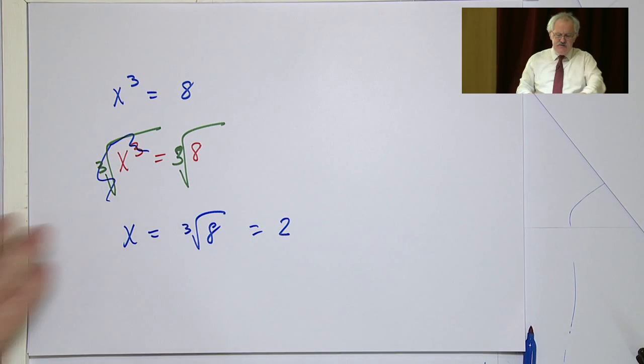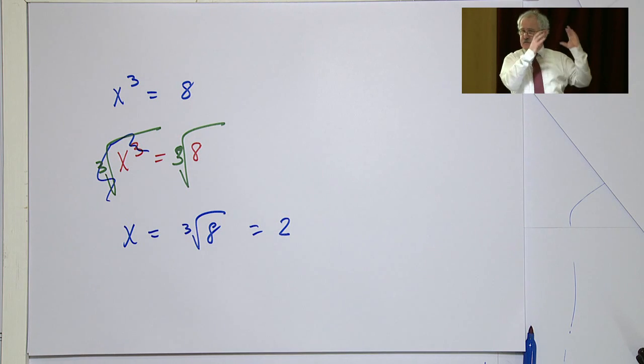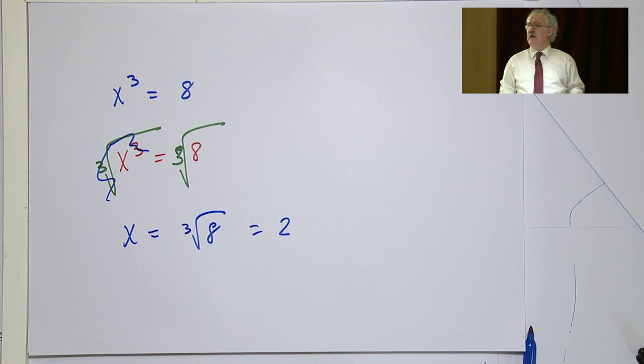But the main thing is, you don't actually care what a cubic root of a cube is. As far as you're concerned, it's just got rid of it. It's just x. That's what you were after. Is that okay?